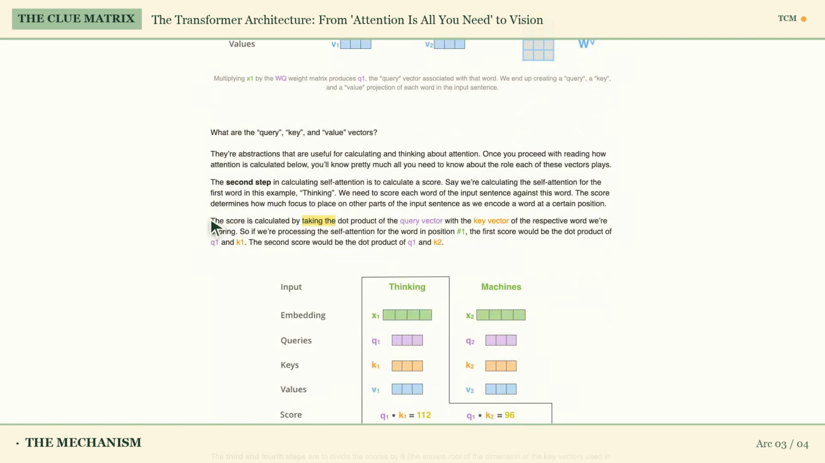Exactly. The next step is scoring. The score is calculated by taking the dot product of the query vector with the key vector of every other word. A higher dot product means more similarity or relevance. So my query vector compares itself to all the key vectors. If my query for it strongly matches animal's key, then animal is highly relevant.